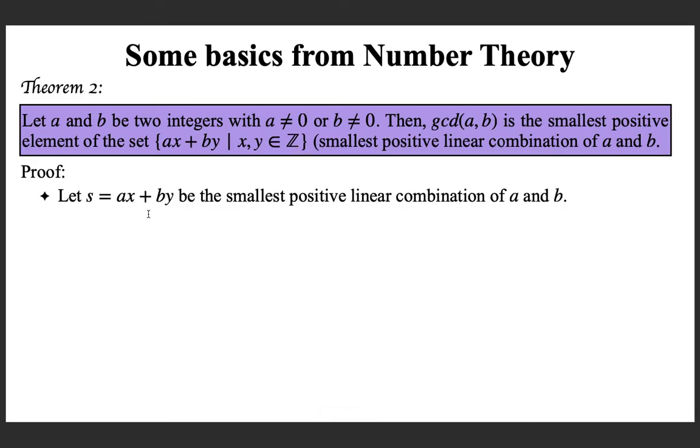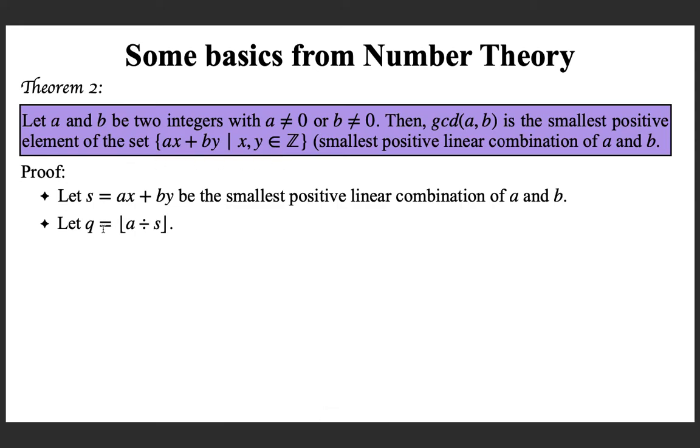Let S be a linear combination of A and B, Ax plus By, which is the smallest positive linear combination of A and B. You assume that S is the smallest value in this set. We are just giving a name S to the smallest value in this set. Now we are going to prove that S is the GCD. That is our aim. Okay, let S be the smallest positive linear combination of A and B.